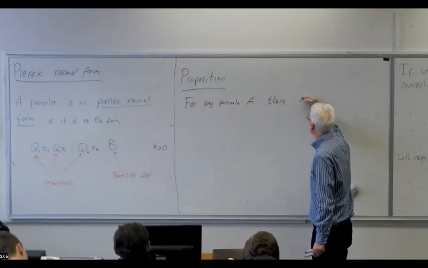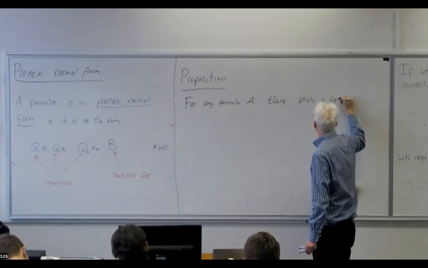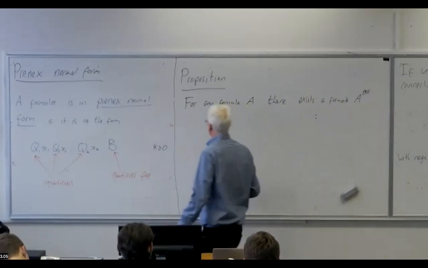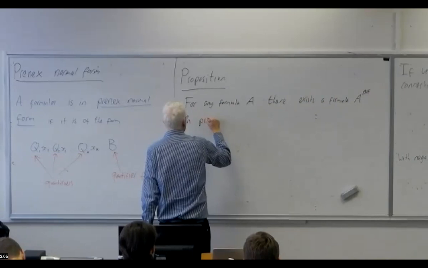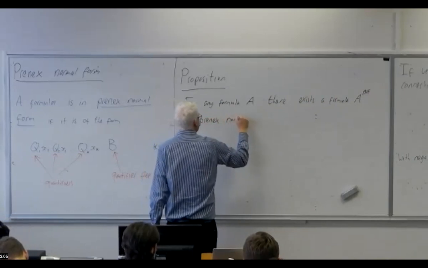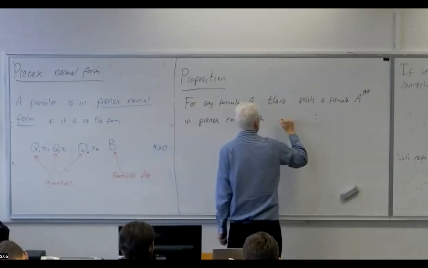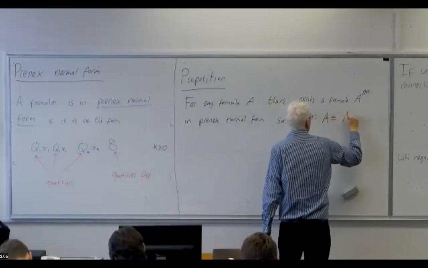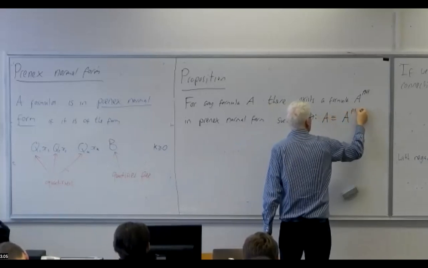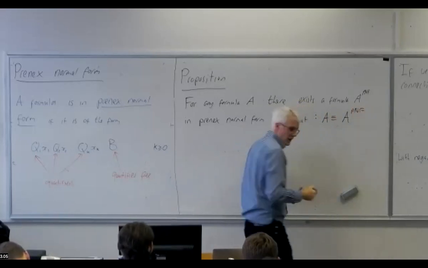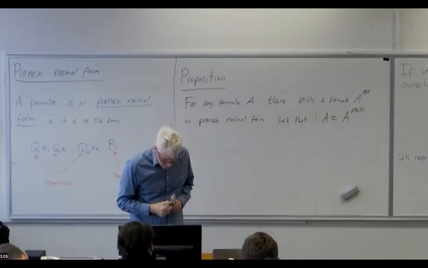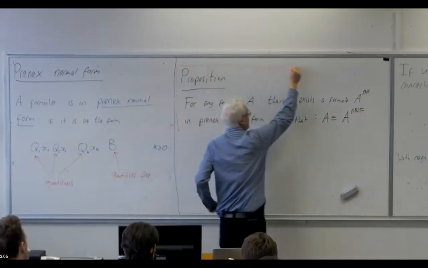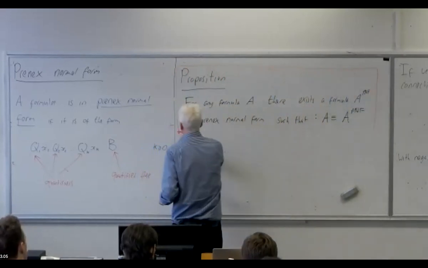So for any formula A, there exists a formula A, I'll just say superscript PF, in Prenex normal form, such that it's logically equivalent to A. So every formula is equivalent to one in Prenex normal form. So that's an important result.